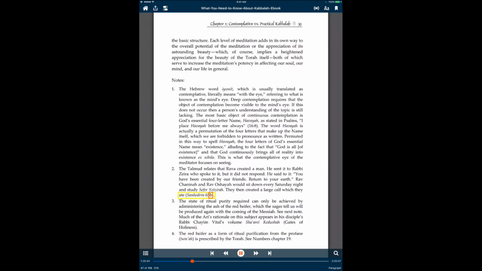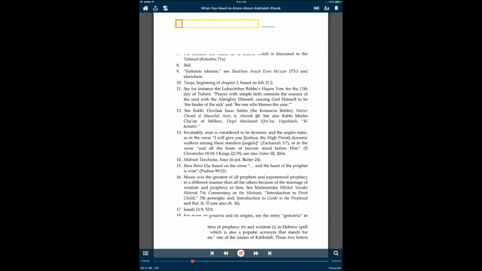Sanhedrin 65b. 3. The state of ritual purity required can only be achieved by administering the ash of the red heifer, which the sages tell us will be produced again with the coming of the Messiah. See next note. Much of the Ari's rationale on this subject appears in his disciple Rabbi Chaim Vital's volume Sha'arei Kedusha, Gates of Holiness. 4. The red heifer as a form of ritual purification from the profane, Tumah, is prescribed by the Torah. See Numbers chapter 19.